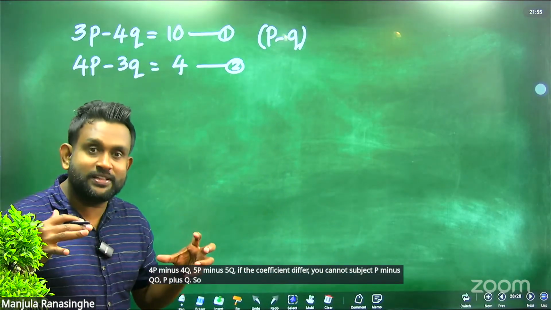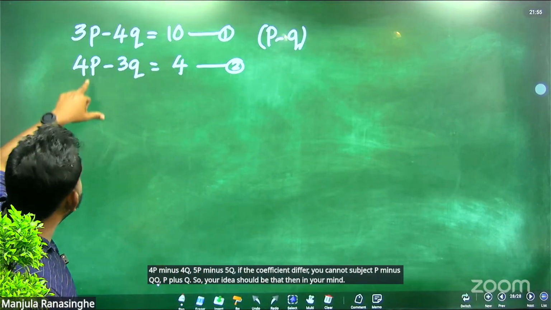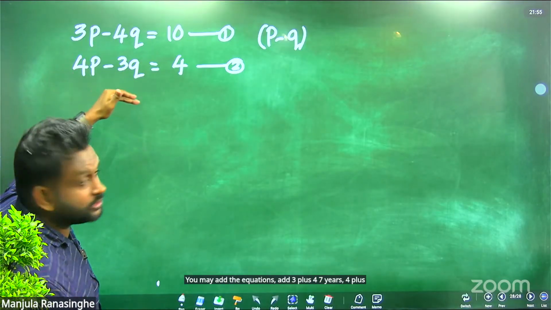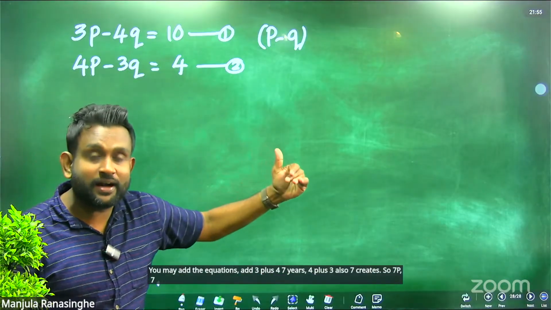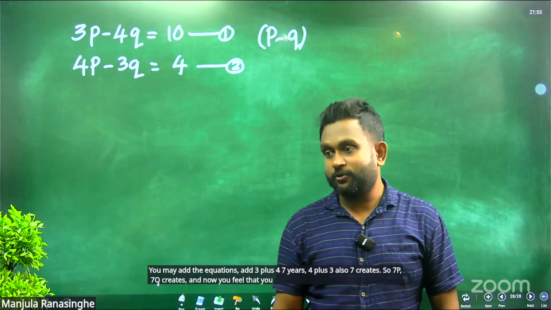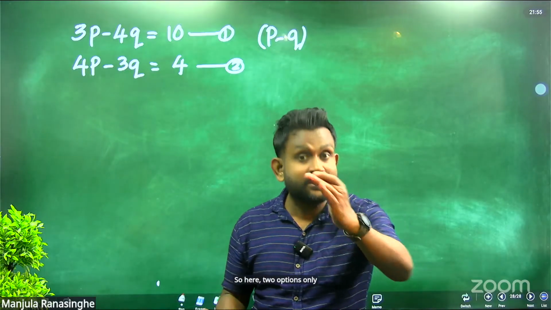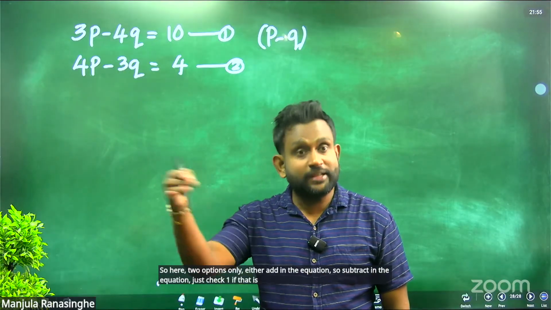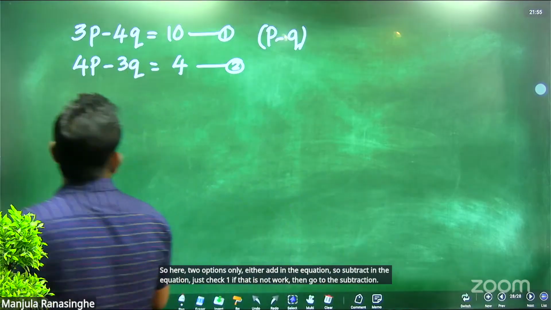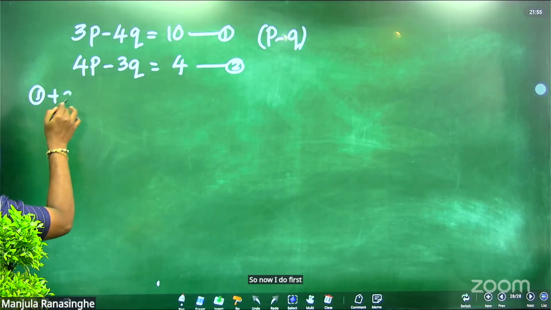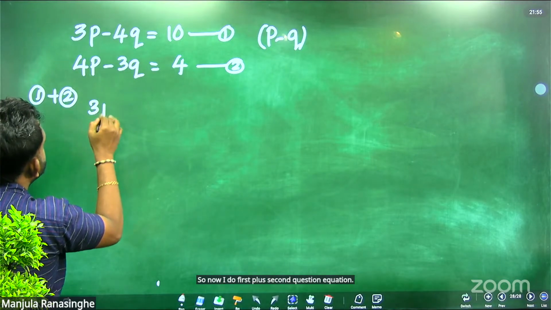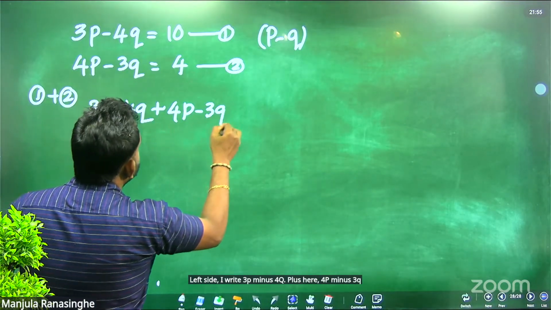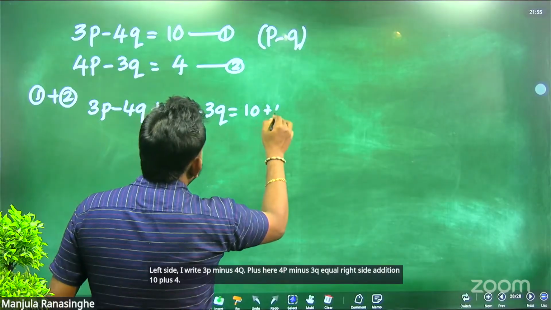So your idea should be that in your mind, you may add the equations, add 3 plus 4, 7. Here 4 plus 3 also 7 is created. So 7P, 7Q is created, and now you feel that you can get P minus Q. So here are two options only, either add the equations or subtract the equations. Just check one. If that does not work, then go to the subtraction. So now I do first plus second equation. Left side I write 3P minus 4Q plus here 4P minus 3Q, equal right side addition 10 plus 4.